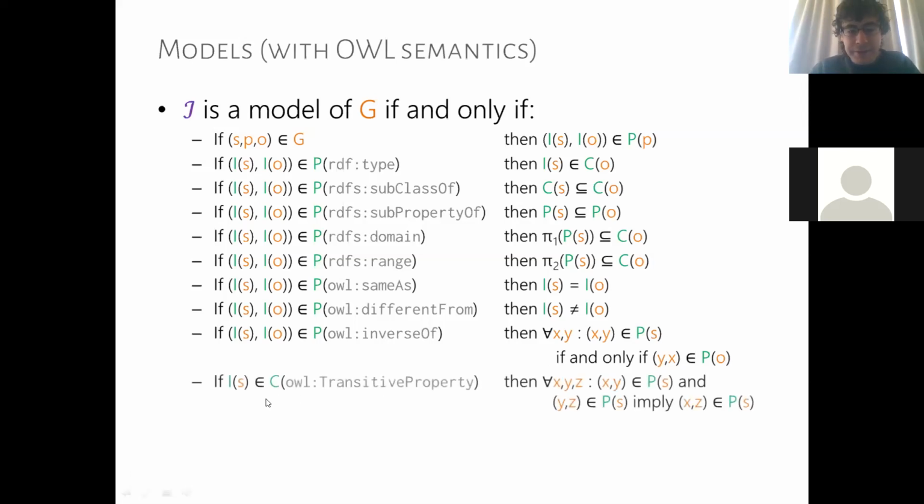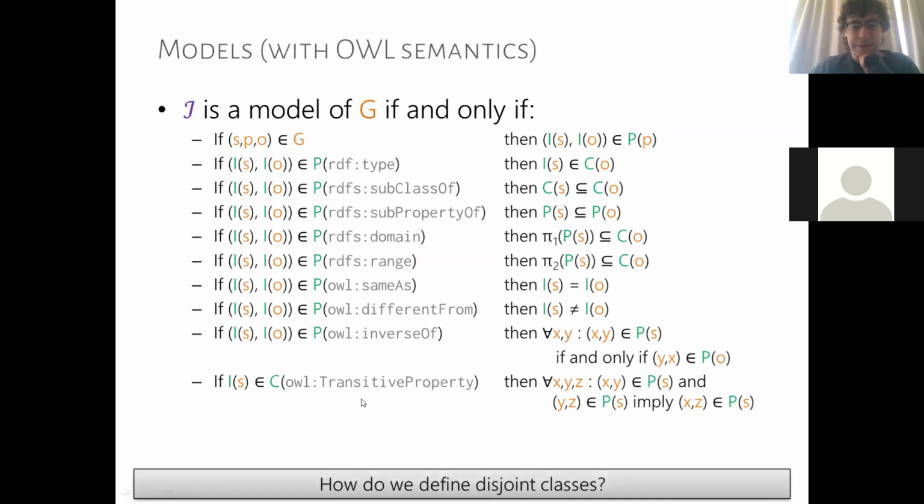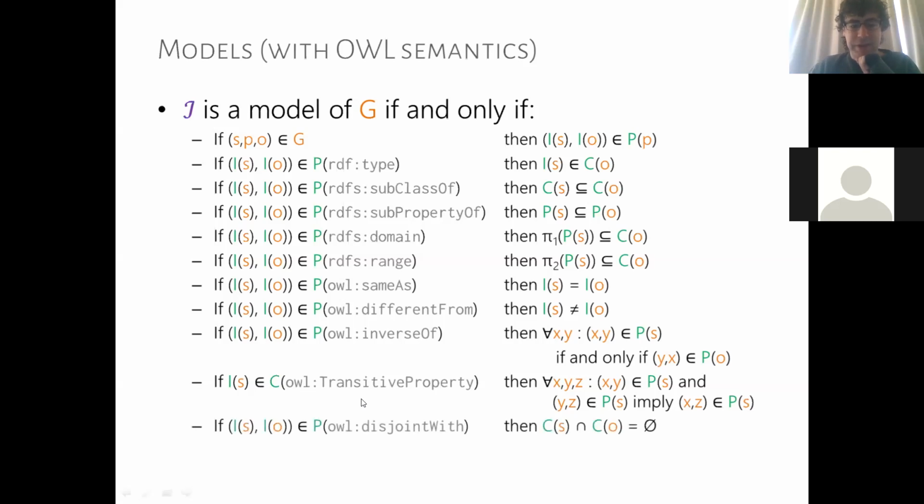How do we define transitive properties? We continue in this way, right? So we say for all x, y, z, if x, y is in the interpretation of S, and y, z is also in the interpretation of S, then we're going to imply that x, z is in the interpretation of S, and so forth. So with disjoint classes, this was relatively straightforward.